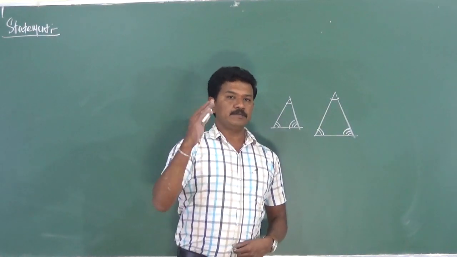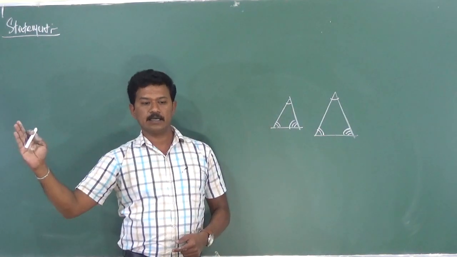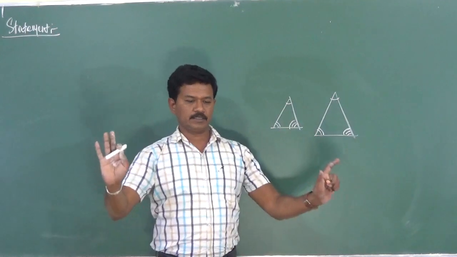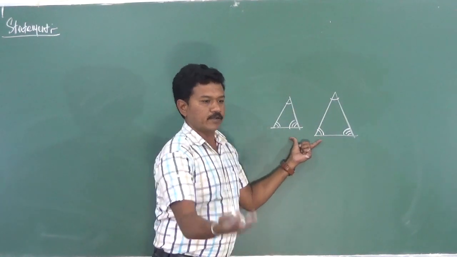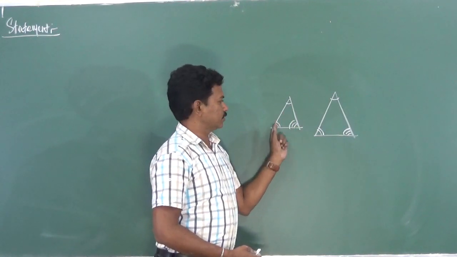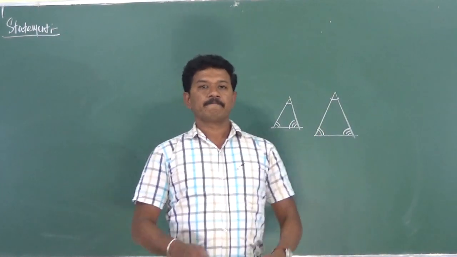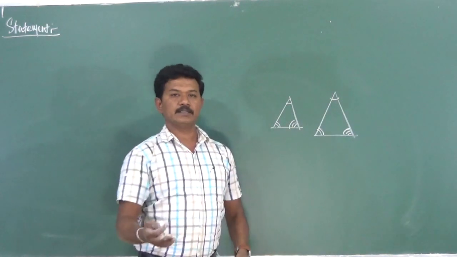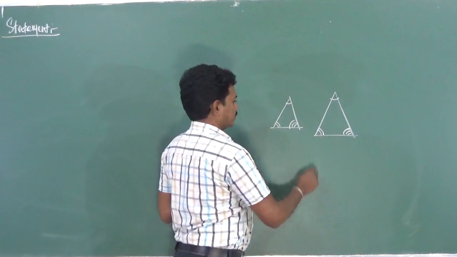Here, for the case of similarity of triangles, if you want to prove that two triangles are similar, we have to prove that the triangles are equiangular. If two triangles are equiangular, then they are similar. That's what we have to prove. Now the question arises: sir, to prove two triangles equiangular, is it required to prove all three angles of one triangle equal to the corresponding three angles of the other triangle? It's not required. It's enough to prove that.